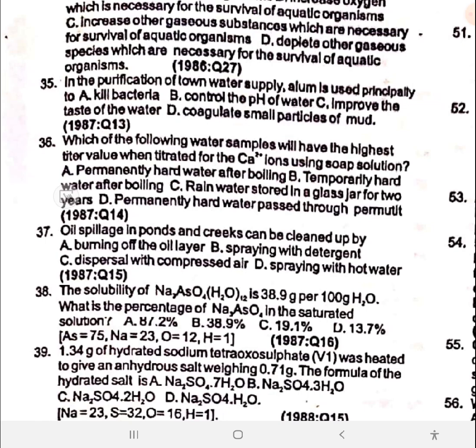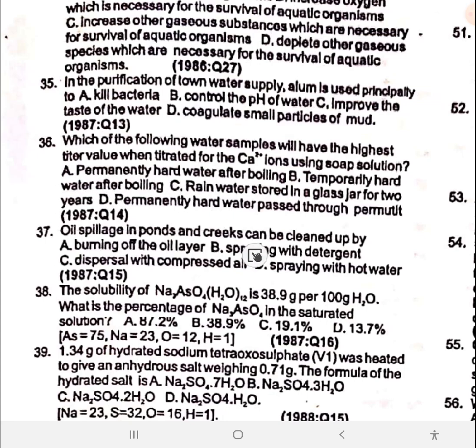Next, calcium hydroxide, Ca(OH)2, improves the taste and helps to build strong teeth and bones. So let's go to 36. Which of the following water samples will have the highest titre value when titrated for calcium ion using soap solution? 36 is option A. Permanently hard water after boiling, option A.